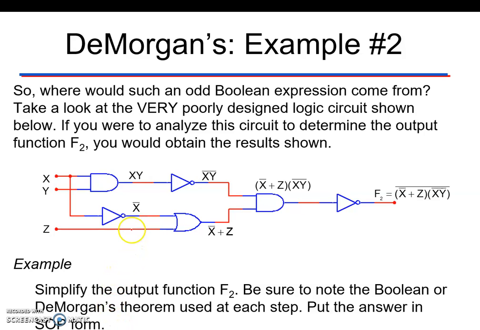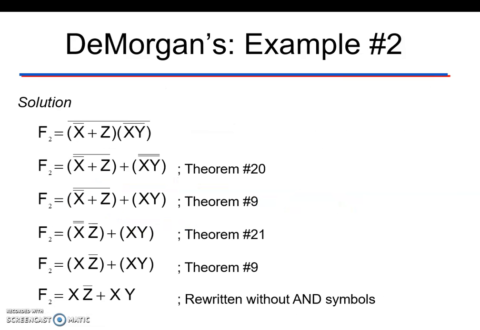All right. It says, so where would such an odd Boolean expression come from? A lot of times what happens is someone just designs things very poorly. So if we design it correctly with the sum of products in mind, then we're not going to have the issue of having to simplify this. But in some cases, people do, and so we have to try to simplify it as much as possible.